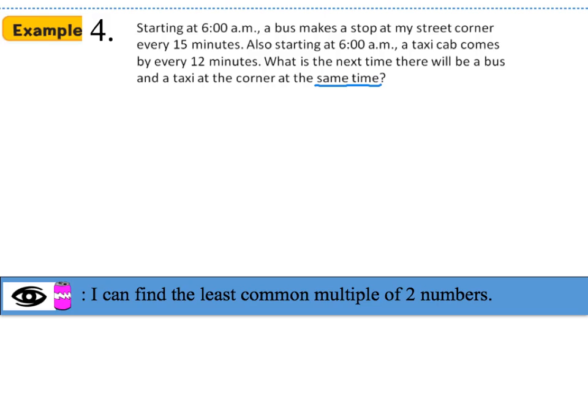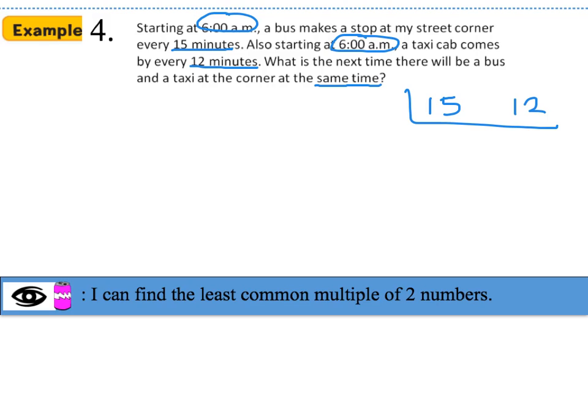So given that information, let's go ahead and find the LCM of 15, because that's every time the bus goes around, and 12 because that's every time the taxi goes around. Also take note, they're telling you 6 a.m. That's the starting time. So both buses and taxis start at 6 a.m. So that's not needed in our problem right now. What we do need is the 15 and the 12.